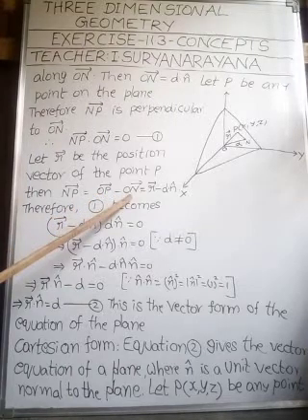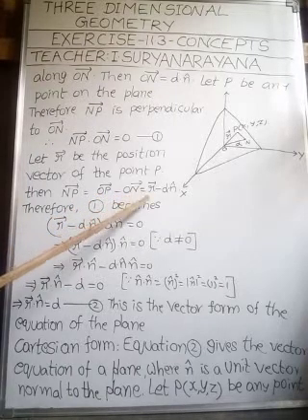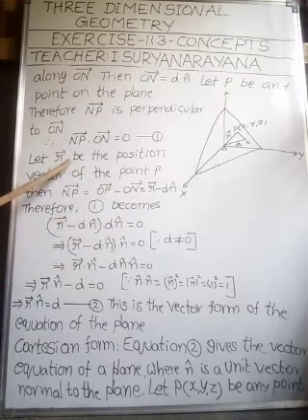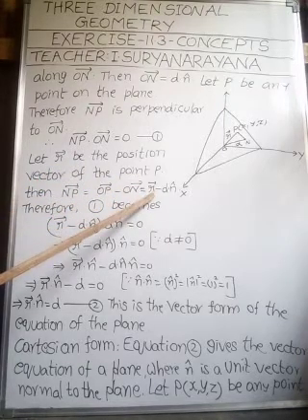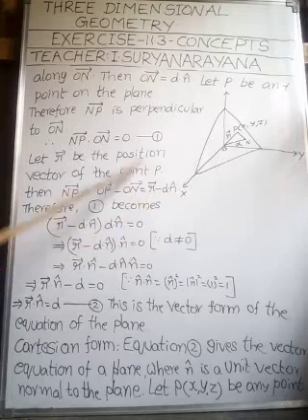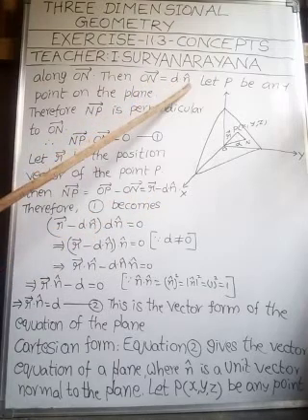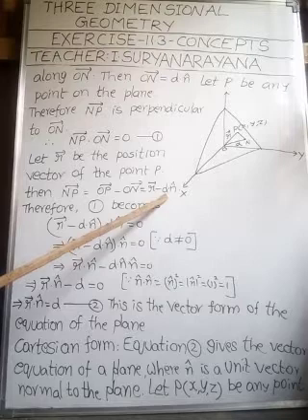Yes or no, my children? Do you remember this point? Yes, that is equal to OP bar. OP bar is nothing but the position vector of the point P. That is R bar minus ON bar. We have written ON bar is equal to D into N cap. Understood this step, my children?